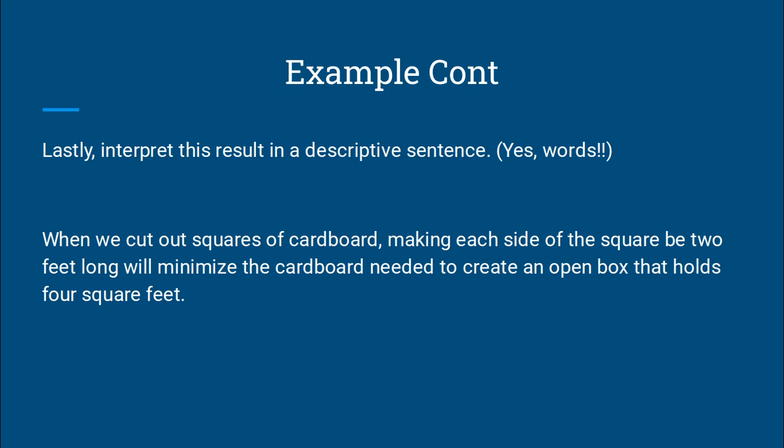So we need to interpret this, because if we are in a job somewhere and we're expected to solve a problem, we can't just say an answer is x. Okay, we have to interpret our results so that we can communicate that to others. So yes, this means we use words, we use punctuation, we use capital letters, all the stuff you've learned in English, we use it here. A possible sentence, because there are many, to describe the solution would be: when we cut out squares of cardboard, making each side of the square be 2 feet long will minimize the cardboard needed to create an open box that holds 4 square feet.